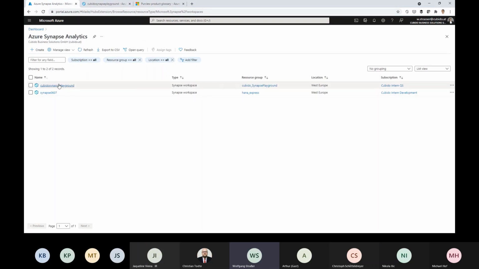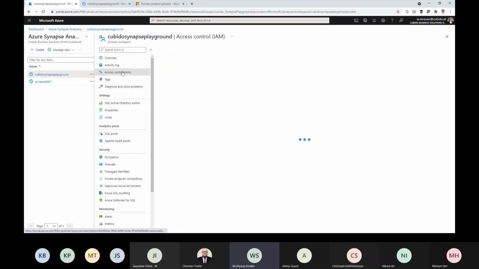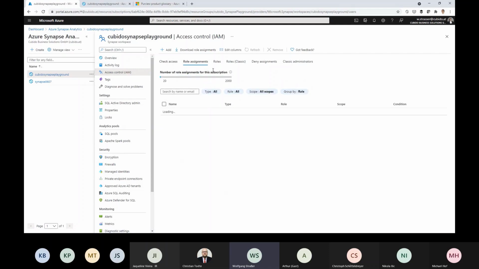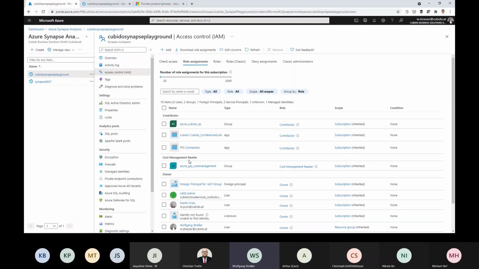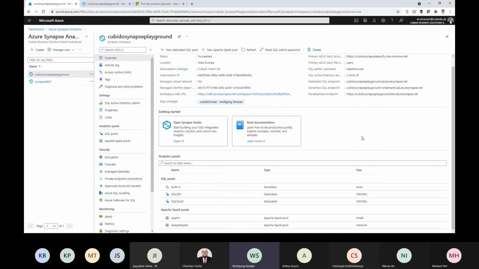And what is there? It's the Synapse Studio. The Synapse Studio is your development environment. In the Azure portal itself, it's not that much. There are some security related roles you can assign. And there is that section of analytic pools. And it's also at the overview here.